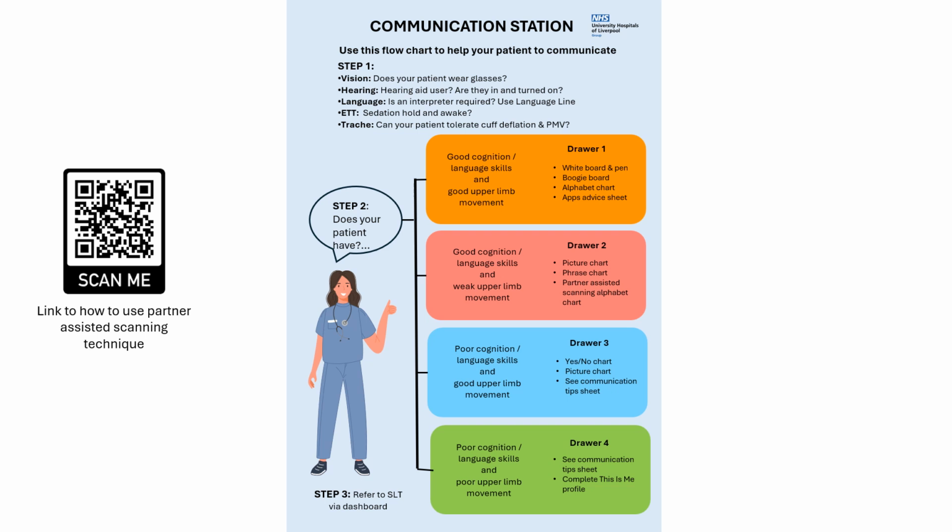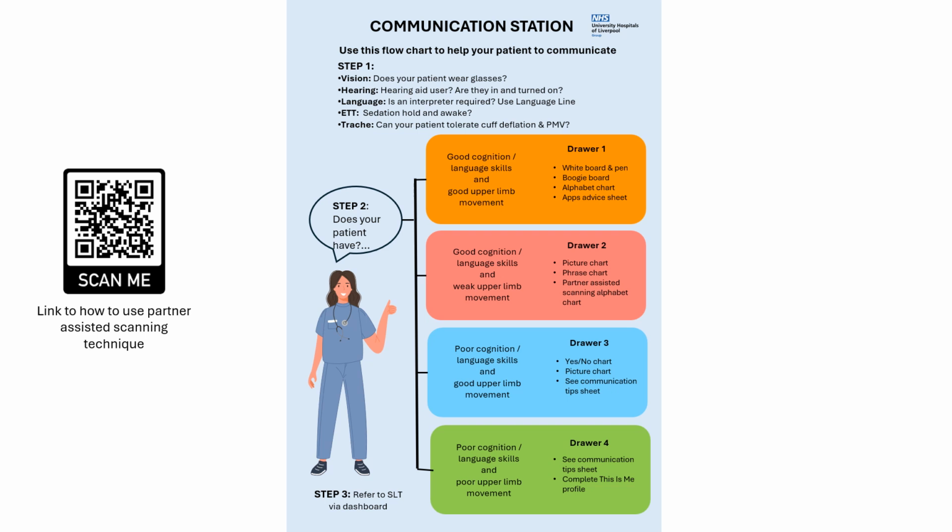If your patient has good cognition but poor upper limb function that makes writing difficult, then go to drawer 2. Here there are picture and phrase charts to point to and partner-assisted alphabet charts. You can scan the QR code here to watch a short video about using partner-assisted scanning.